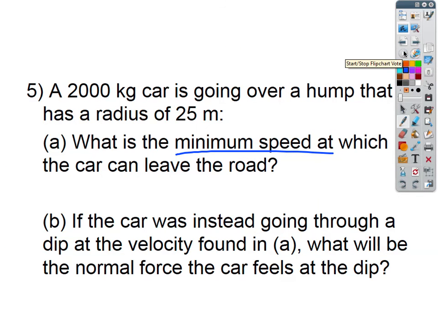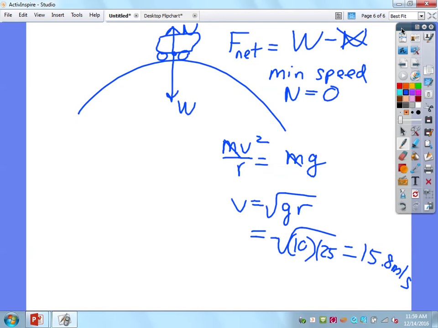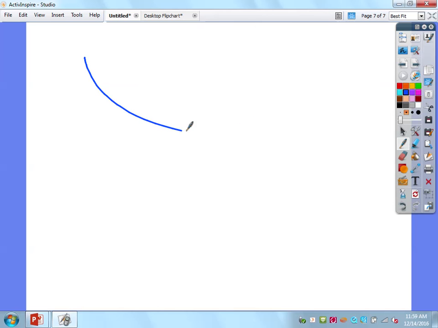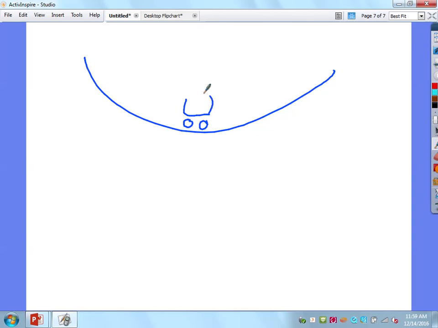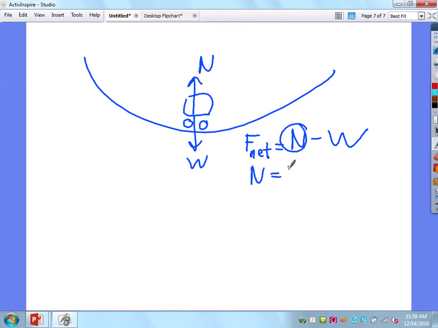If the car is instead going through a dip at the velocity found in A, what would be the normal force the car feels? So now we're just reversing this. Now you're going through a dip, so you're at the bottom of the circle. That means weight's down, normal force is up. That gives me net force equals normal minus weight. I want to solve for normal force. Normal will equal F net plus W. So this is mv squared over r plus mg.